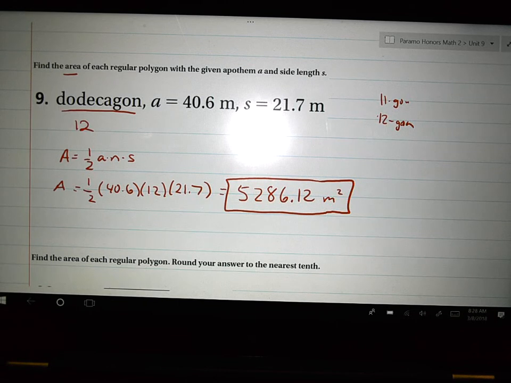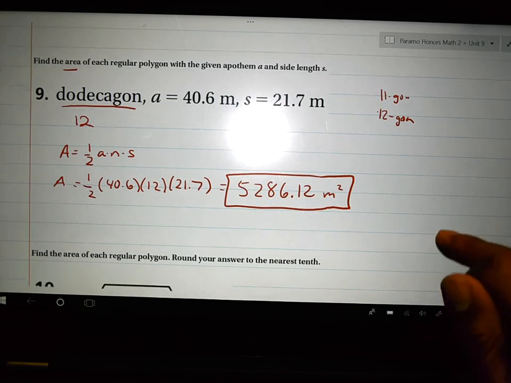But I read the directions, because the directions might say round to the nearest tenth or keep it in radical form, whatever it says that we have to do.